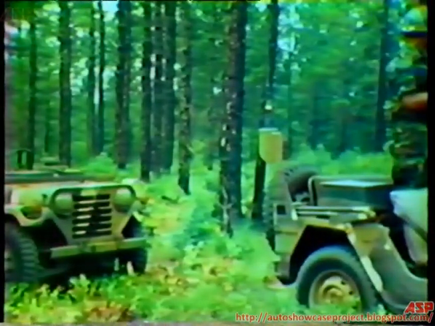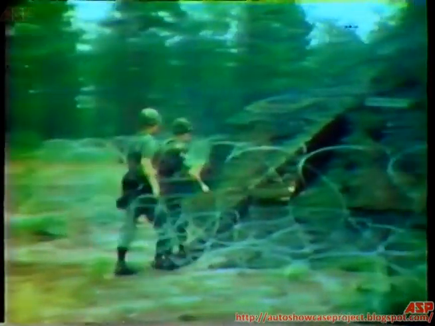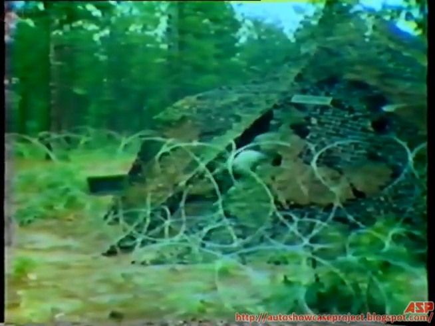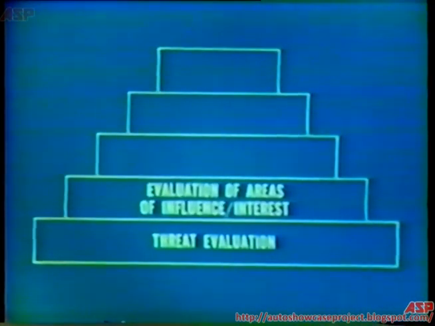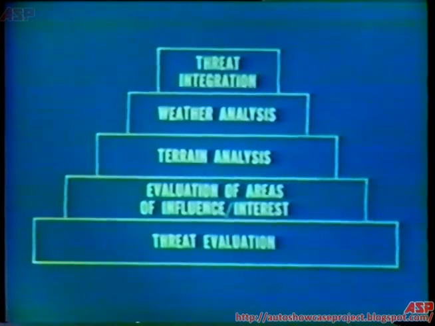Such needs are translated into priority intelligence requirements for each commander, and the intelligence efforts to meet those needs are threat evaluation and determination and evaluation of areas of influence and areas of interest, which are the first two steps in the five-step process of intelligence preparation of the battlefield.